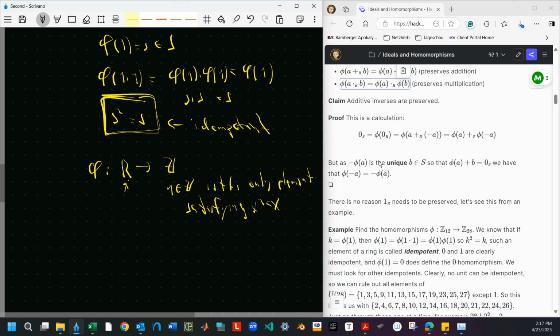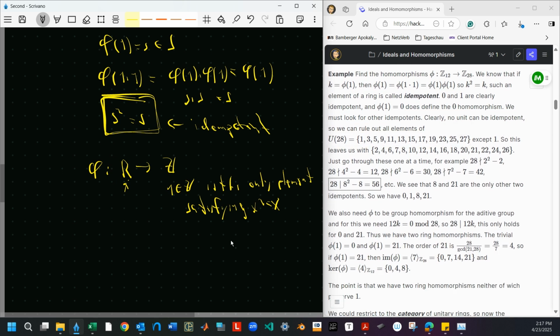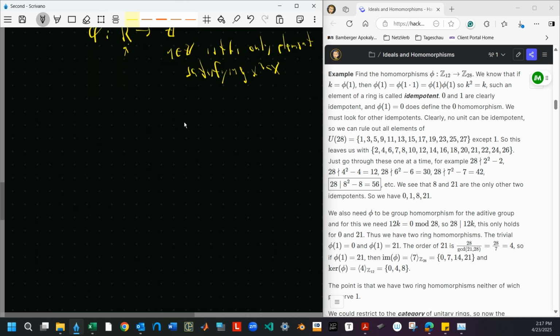Okay, yeah. So actually, I want to look at this example now. All right. So we did an example like this for groups on the exam, right? So here I'm asking the same question, like when is it the case that we can have a map Z12 to Z28, right? Nothing special about 12 and 28.